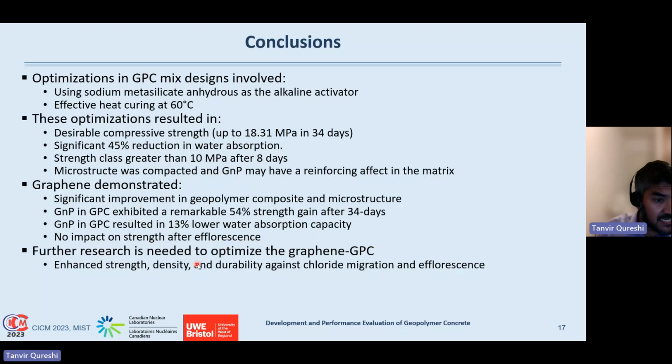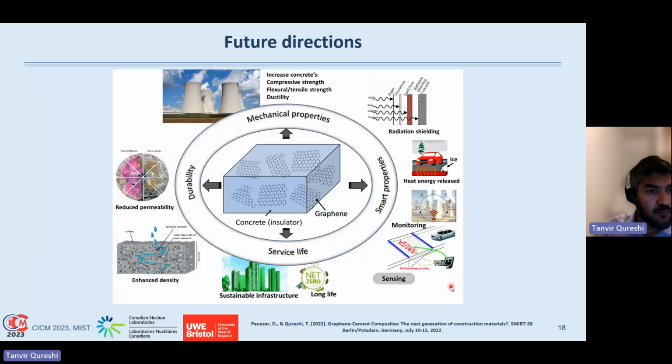Further research is needed to optimize these graphene-reinforced geopolymer composite systems to enhance strength, density, durability against chloride migration and efflorescence, or any other high-performance applications. So I'm concluding these slides with the future directions that we would like to pursue. When we have graphene and geopolymer systems, we would like to enhance mechanical properties for high-tech sustainable applications.